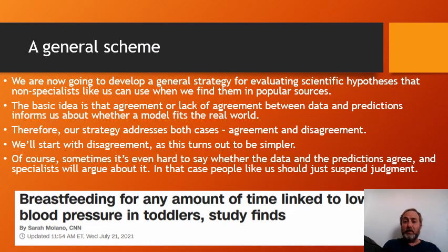Right, so here we're going to develop a general strategy for evaluating scientific hypotheses that folks like us, non-specialists, can use just when we read about it in a magazine or a newspaper article. So, big picture, the idea is that, as you may have suspected from watching the first half of this, what's going to give us information about whether a model likely fits the real world is whether there is agreement between the model's predictions and the data that we discovered through an interaction with the world. Either might happen, it might agree or it might disagree, and our strategy is going to tell you what to conclude in either case. We'll start with cases of disagreement because it ends up being a little simpler, a little shorter, the analysis.